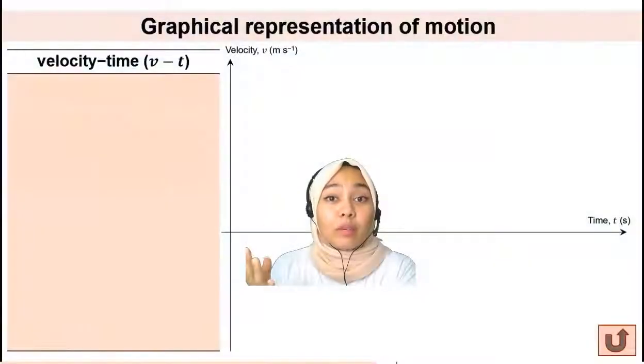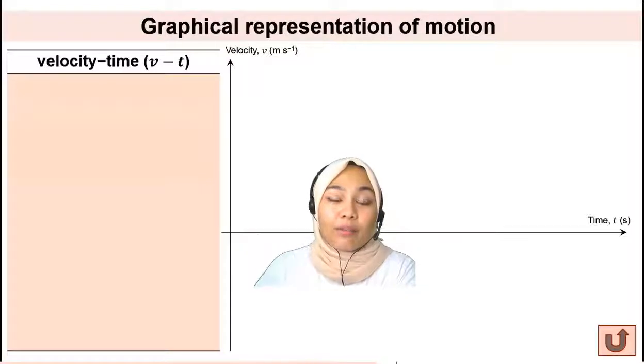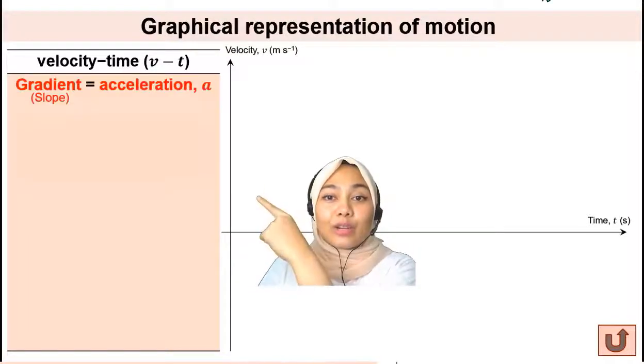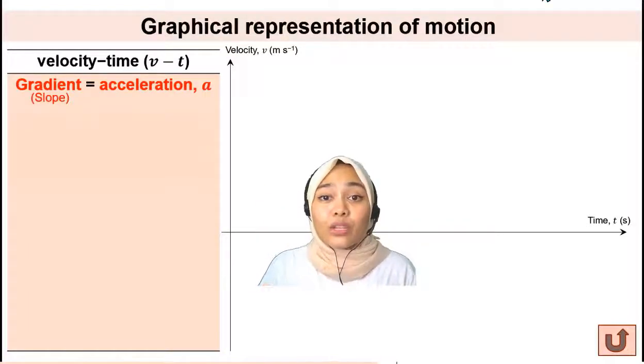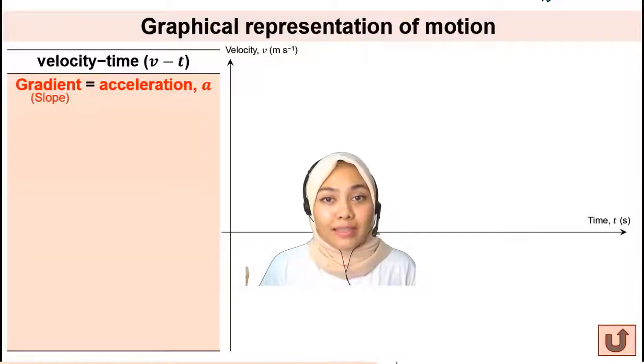Now there are two pieces of information that we can get from the velocity time graph. The first one is the acceleration, and we can get the acceleration from its gradient. The steeper the gradient, the higher the acceleration.